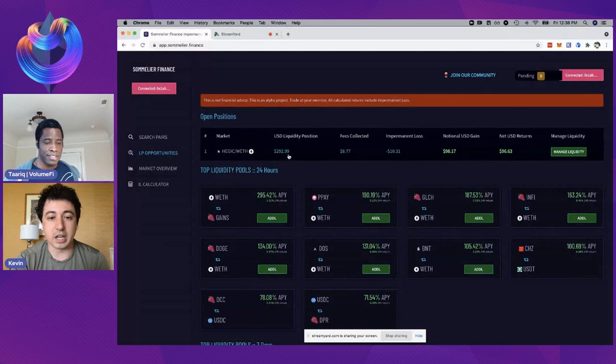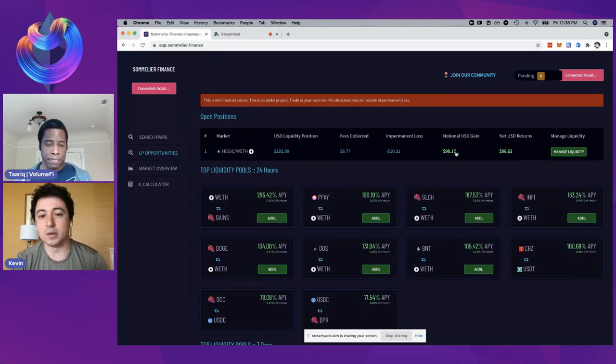I can see how much money I put in. I can see my fees. I can see my impermanent loss. And don't worry about what that means, because we'll explain it. I can see how much money I've made just by holding Hedgic and WEF, and those have gone up against USD. And I can see all these numbers put together to see how much money I've made. It looks like on this one, I've made about $100 off about $300. So, you know, 30% is not bad.